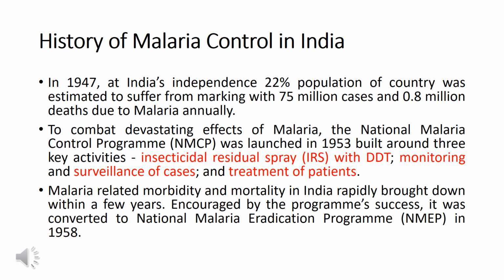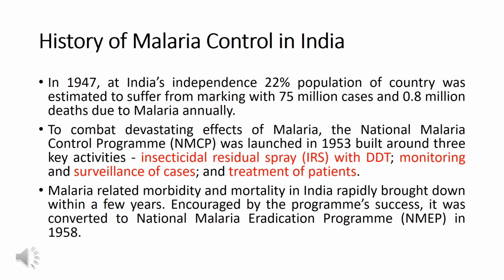History of malaria control in India. In 1947, at India's independence, 22% of the population of the country was estimated to suffer from malaria, with 75 million cases and 0.8 million deaths due to malaria annually.